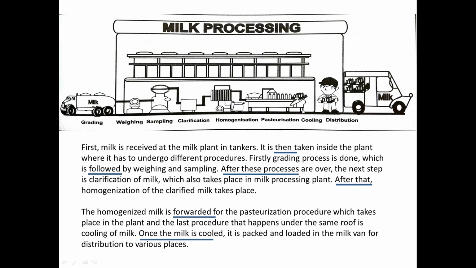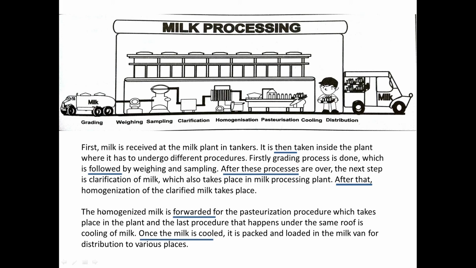So that's the second body paragraph over here. The homogenized milk is forwarded for the pasteurization procedure which takes place in the plant, and the last procedure that happens under the same roof is cooling of milk. So the last process is cooling of milk. Once milk is cooled, it is packed and loaded in the milk van for distribution to various places. So in this paragraph, I have used different linkers to link every process, like "the homogenized milk is forwarded for pasteurization". So from homogenized milk it goes to pasteurization.